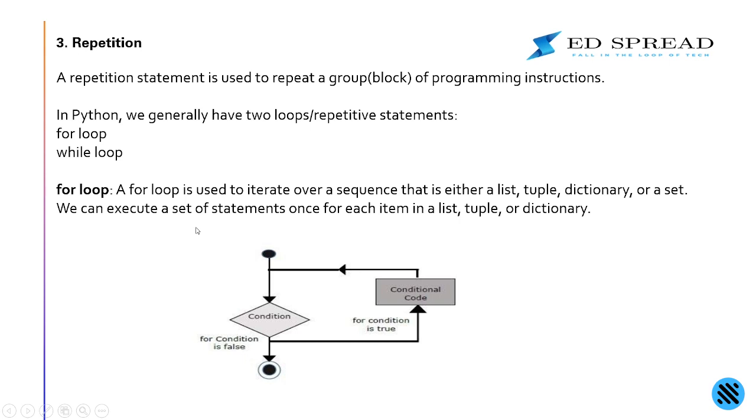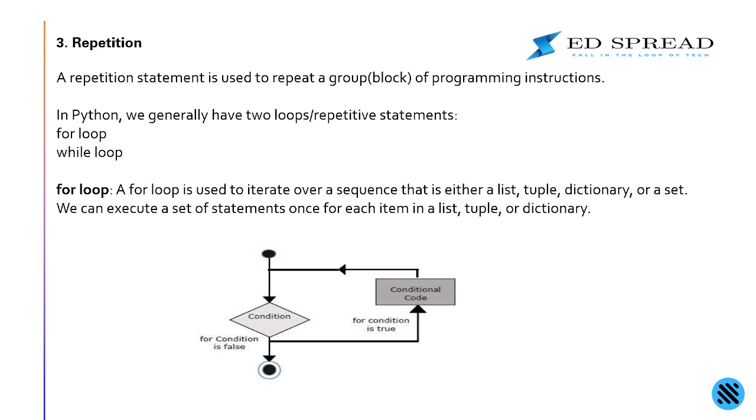A for loop is used to iterate over a sequence, that is either a list, tuple, dictionary, or a set. We can execute a set of statements once for each item in a list, tuple, or dictionary. Let us understand this with an example flowchart. If the condition is false, then automatically it will go to the output and it will print nothing. If the condition is satisfied, the code will run in a cycle for the number of times which we need to provide.